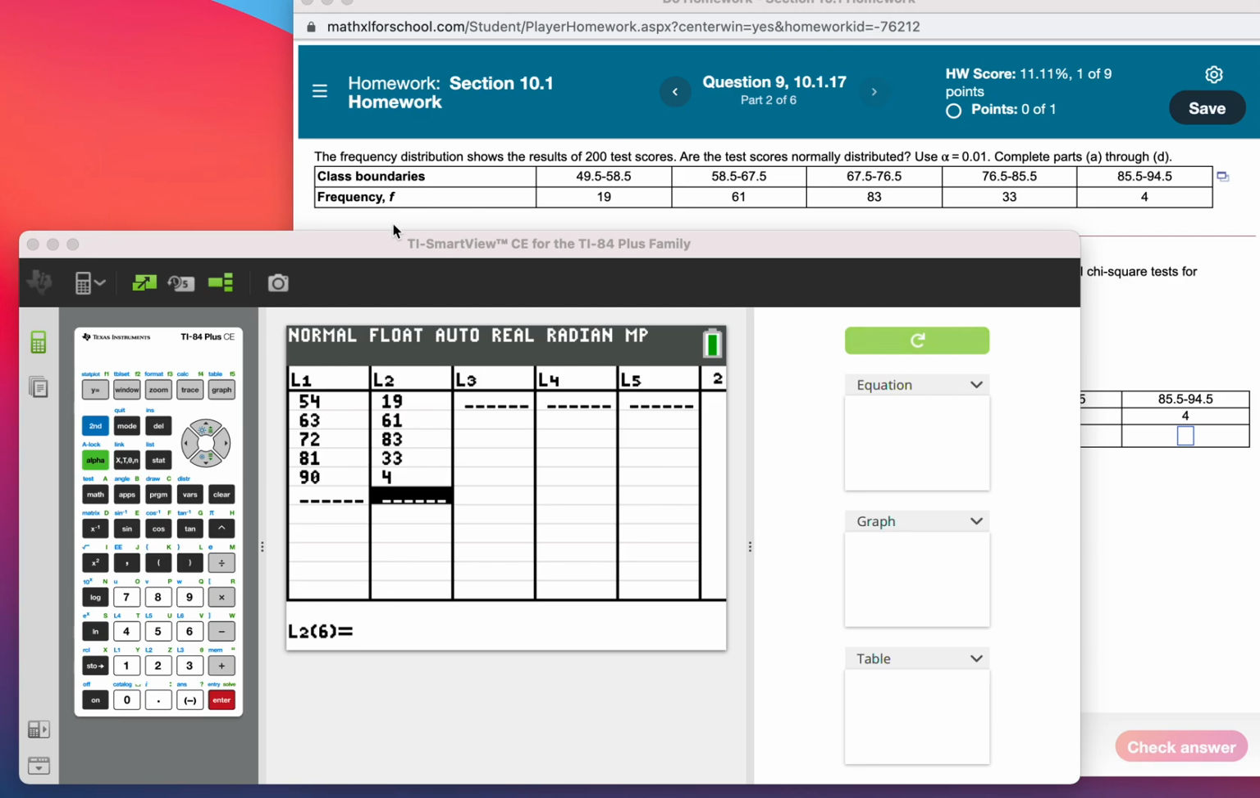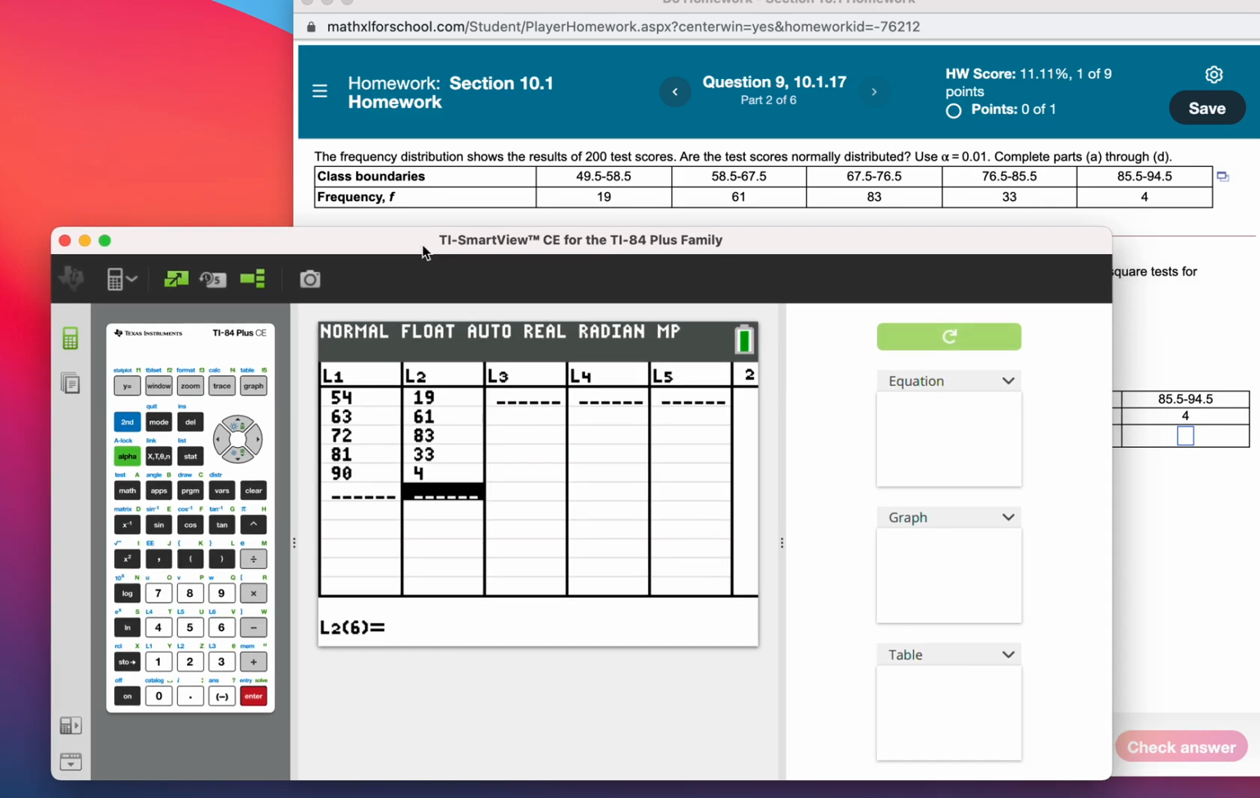All right, class, here's number 9. Hopefully I can get this in before the bell comes and a whole bunch of kids come into the room, but we'll see.